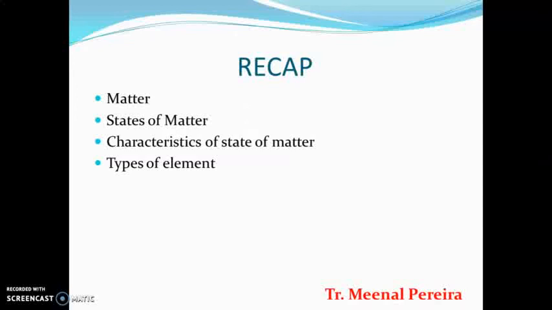Fine. So quickly we will recap what we have studied in this video. We studied about matter, that is, everything around us is made up of matter. The states of matter: there are 3 states, solid, liquid and gaseous. Then we studied the characteristics of the states of matter, that is, solids, liquids and gases have different characteristics. For example, the intermolecular forces of attraction between them are different. And we also studied the types of elements.